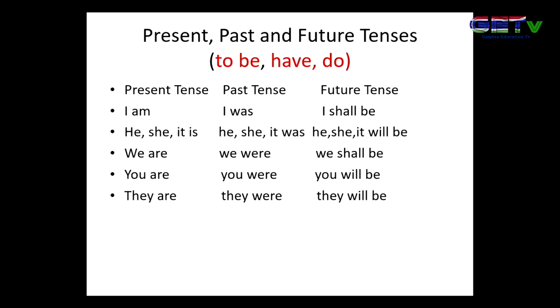Present, we say you are, I am, he is, she is, it is, we are, you are. Past, we say you were, we were, he was, she was, it was, I was. Future, we say you will be, we shall be, he will be, she will be, it will be, I shall be.